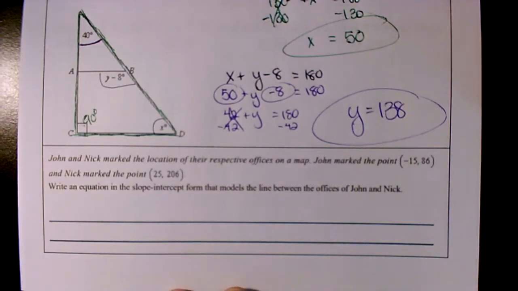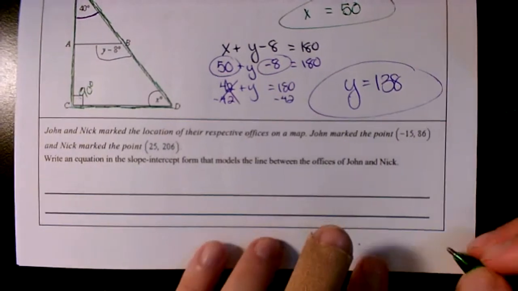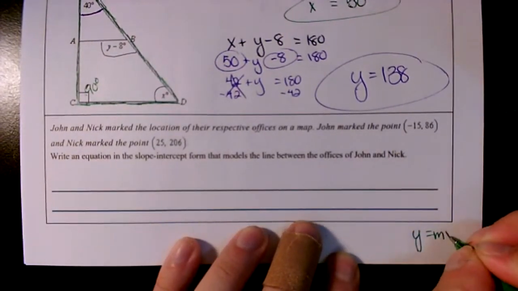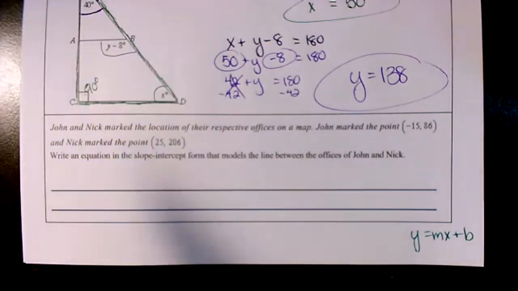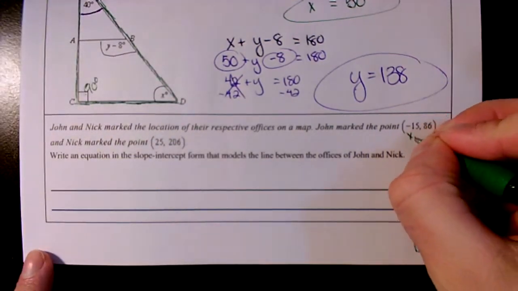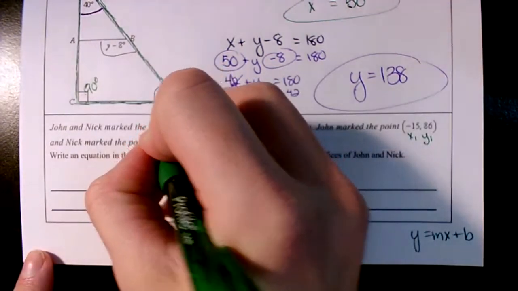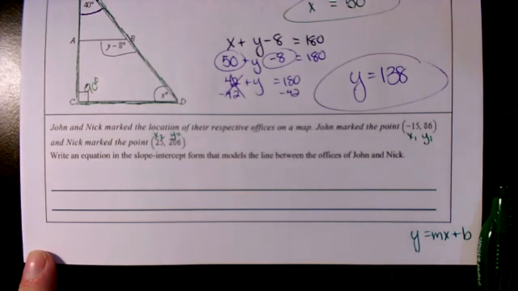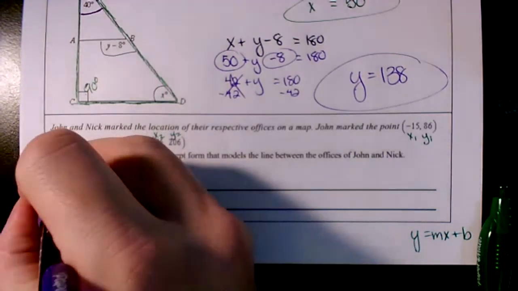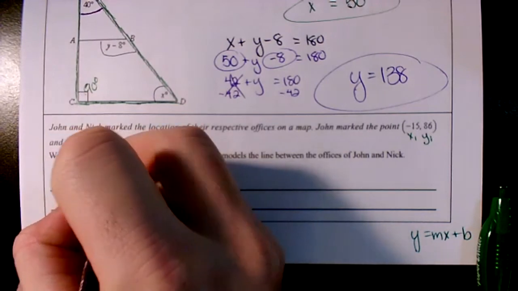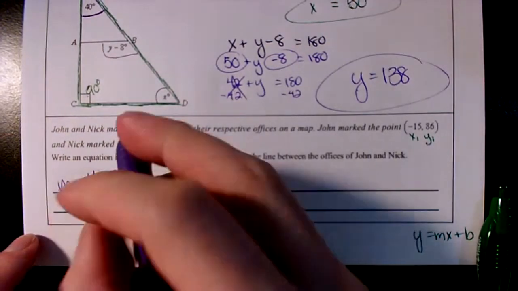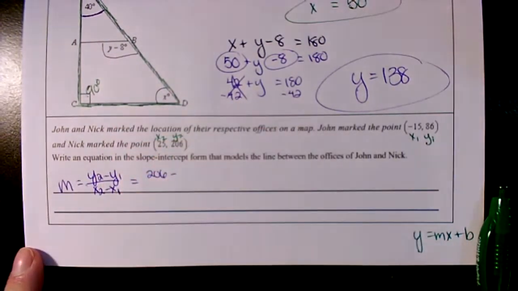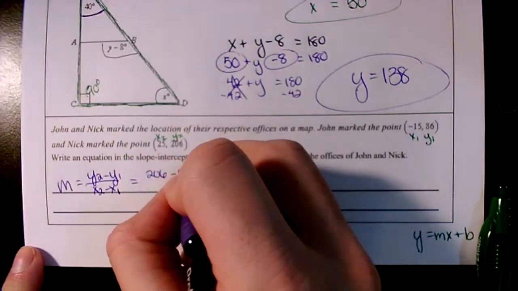Well, if I'm going to do slope-intercept form, then what I need is something that looks like this. And so what I need to do is find my slope first and foremost. So I'm going to label you x sub 1, y sub 1. I'm going to label you x sub 2, y sub 2. And my slope is found by doing m equals y sub 2 minus y sub 1 over x sub 2 minus x sub 1. Y sub 2 is 206 minus y sub 1 is 86.